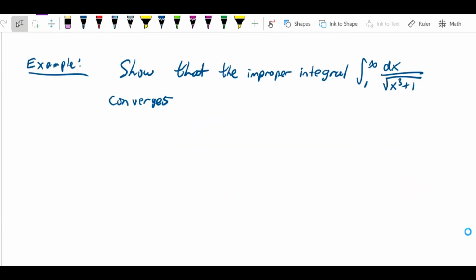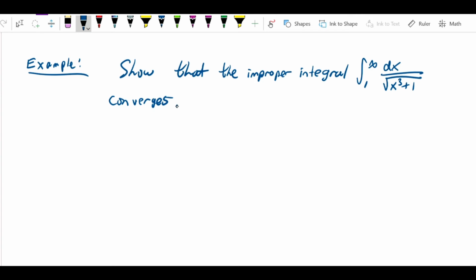So we're going to show how to use the comparison test by solving this problem. We're going to show that the improper integral from 1 to infinity of 1 over the square root of x cubed plus 1 converges. Now, you're probably going to say, why don't we just evaluate the integral and see if it comes out to a finite number? Take my word for it, although for the square root of x squared plus 1 we learned in trig sub how to do that problem, the square root of x cubed plus 1 is really hard. You don't want to do that.